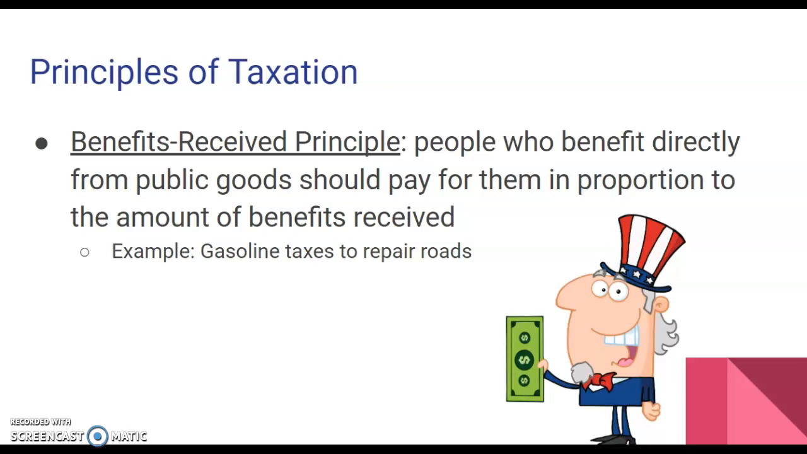Now, the taxes only affect the driver. They do not affect everybody in the community. And they are paying for something that impacts the driver directly. So making sure that those roads are in good condition to be able to drive on. So like I said before, the people who benefit directly from the public goods pay for the benefits they receive.